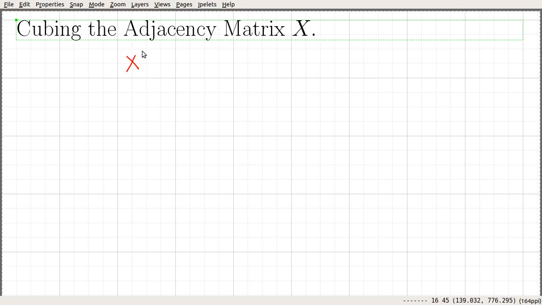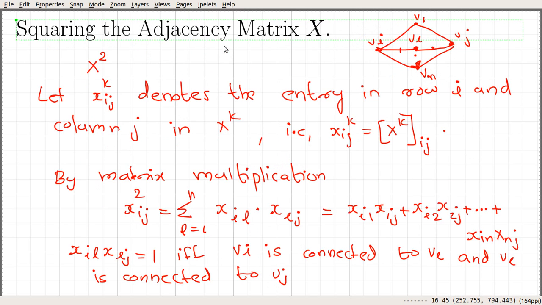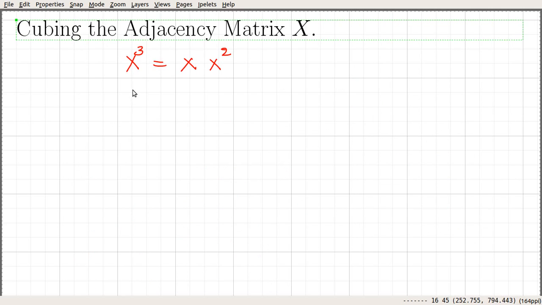We are going to look at the entries of this matrix. Take this matrix and cube it. Matrix multiplication is associative, so we can write x cubed as x times x squared. Let's see what we can infer from this. As we defined before, let's use that definition here. By the rules of matrix multiplication, xij³ will be equal to the sum over an intermediate index l going from 1 to n.